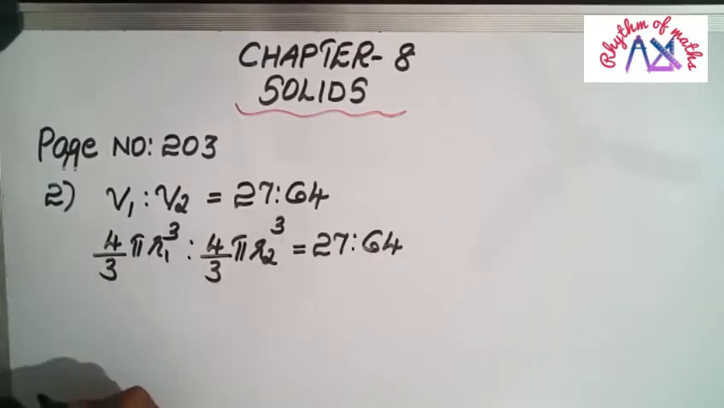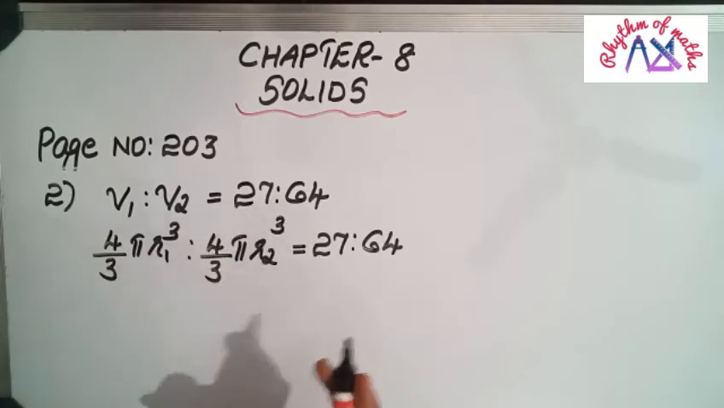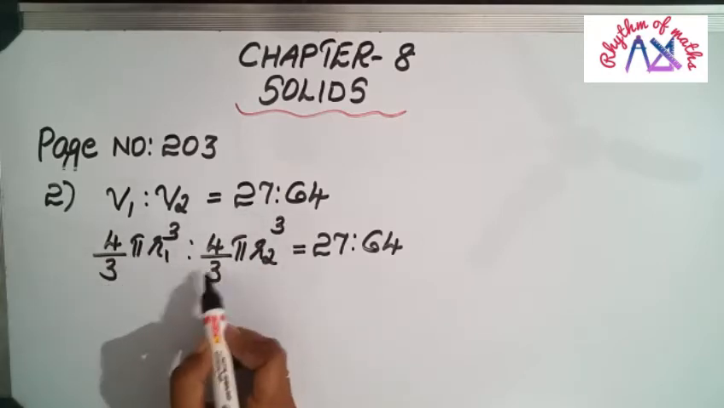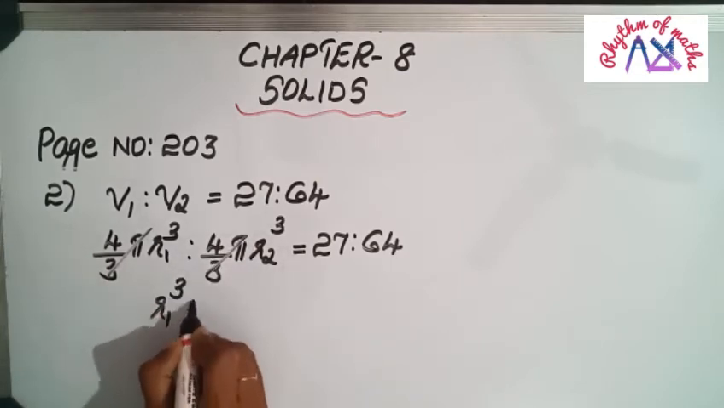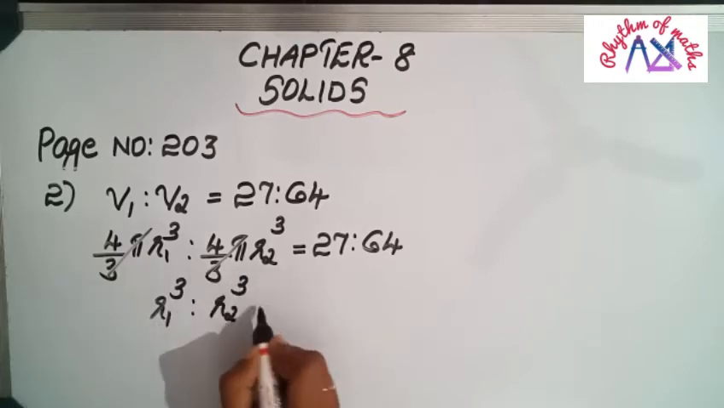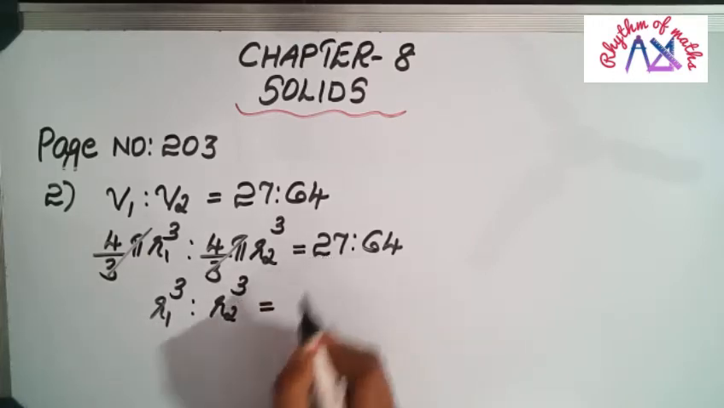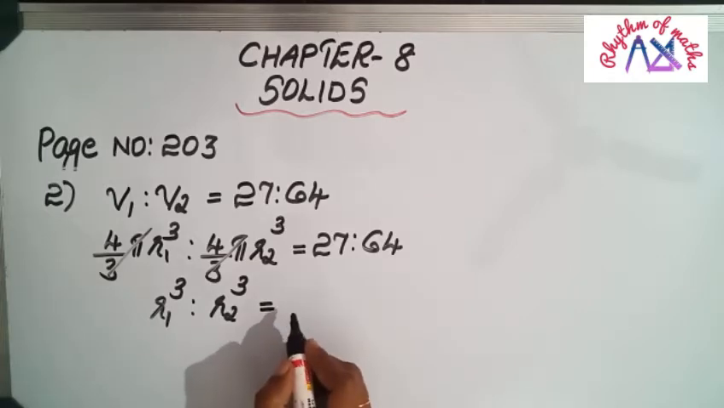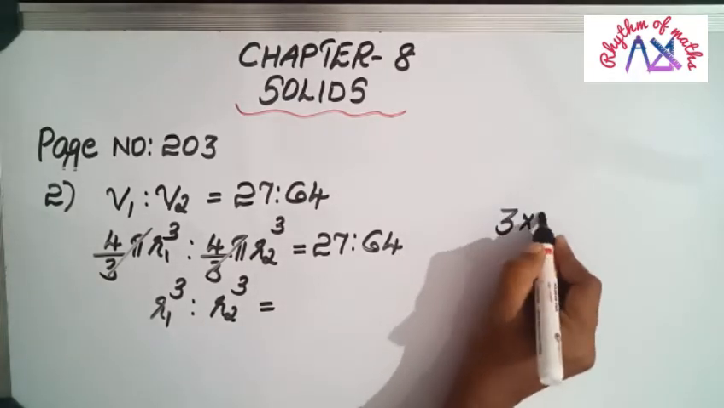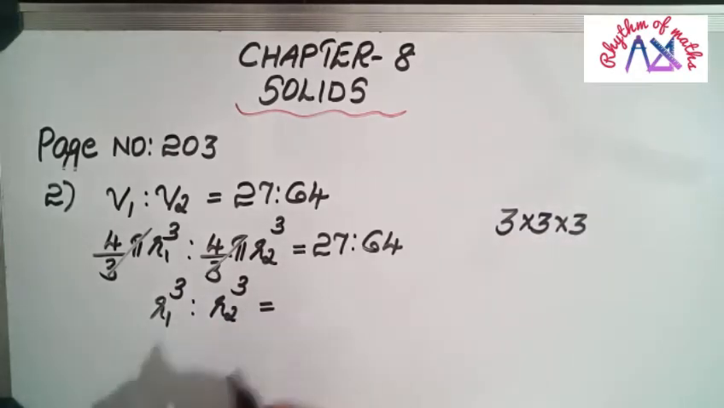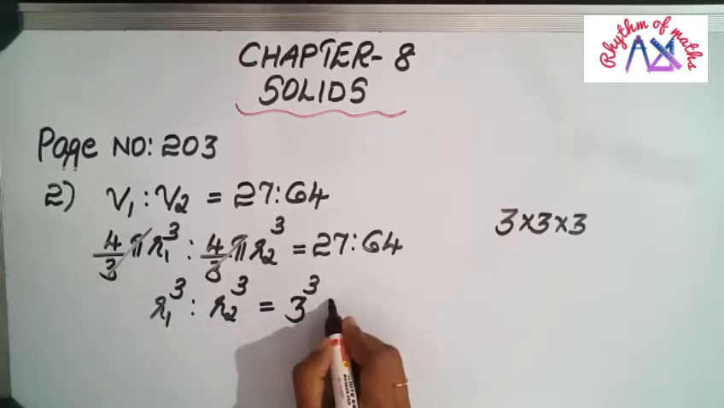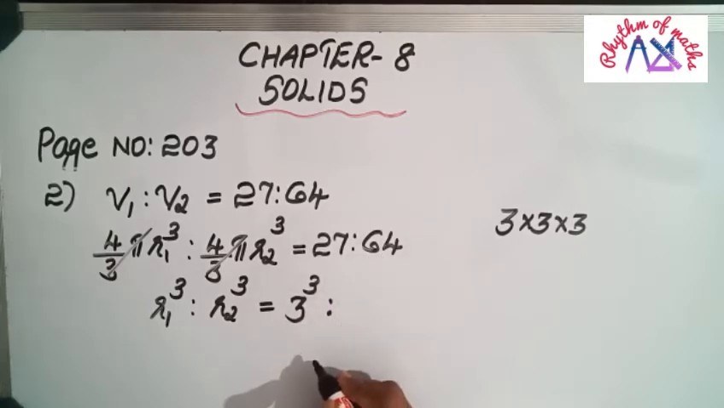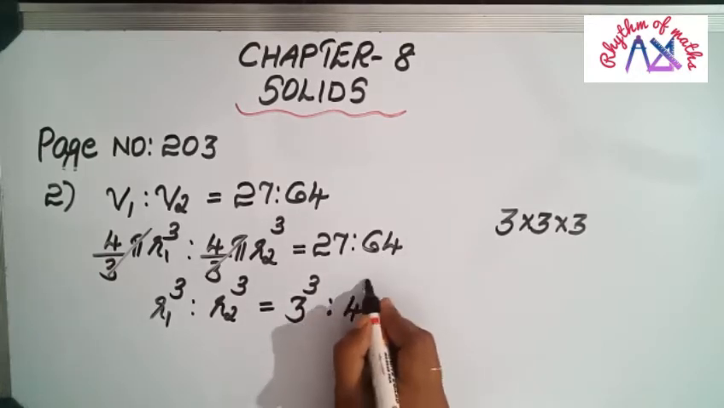This is the only option, because other than this ratio nothing we have. So here 4 by 3 pi we can cancel. Next, remaining is r1 cube is to r2 cube equal to 27 is to 64. 27 is the cube of what? 3, because 3 into 3 into 3 is 27. 3 3s are 9, 9 3s are 27. So instead of 27 we can write 3 cube, is to 64, which is the cube of 4. That is 4 cube.